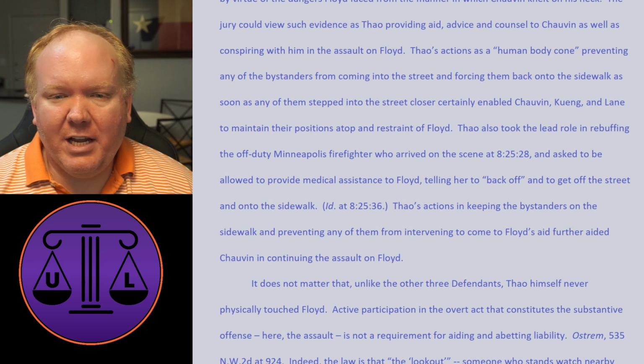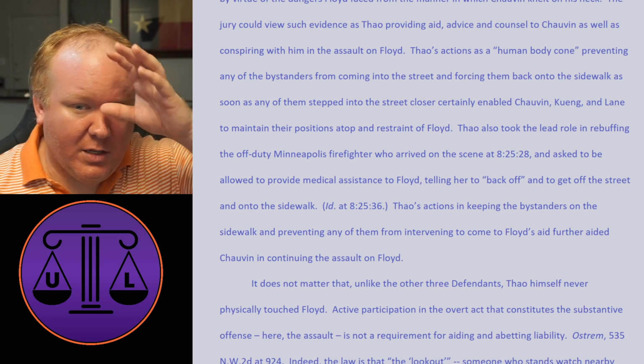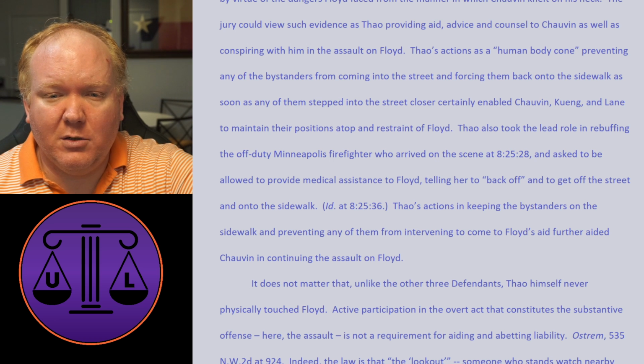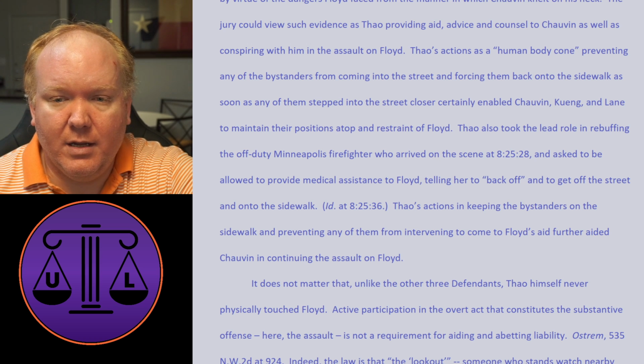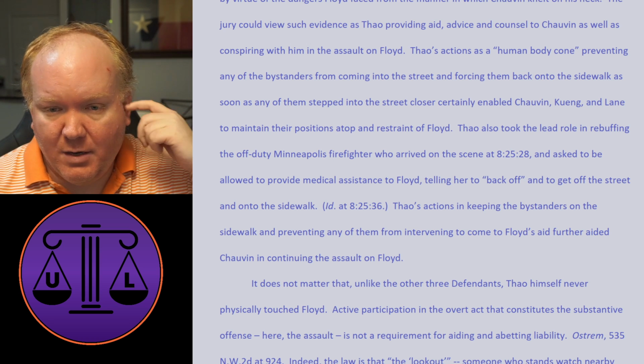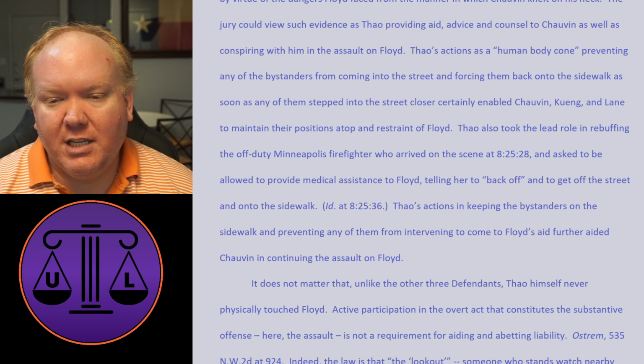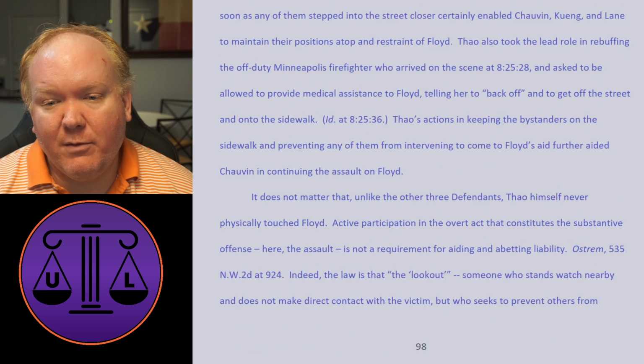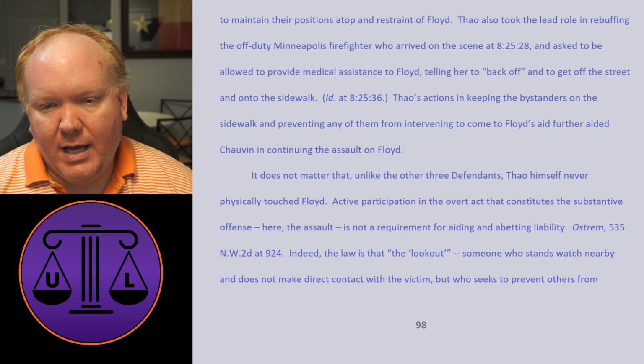Thao's actions as a body cone prevented any of the bystanders from coming onto the street, forcing them back on the sidewalk as soon as any of them stepped into the street. Thao also took a lead role in rebuffing the off-duty Minneapolis firefighter who arrived at the scene and asked to be allowed to provide medical assistance. Thao's actions kept the bystanders on the sidewalk and prevented any of them from intervening in the continuing assault.